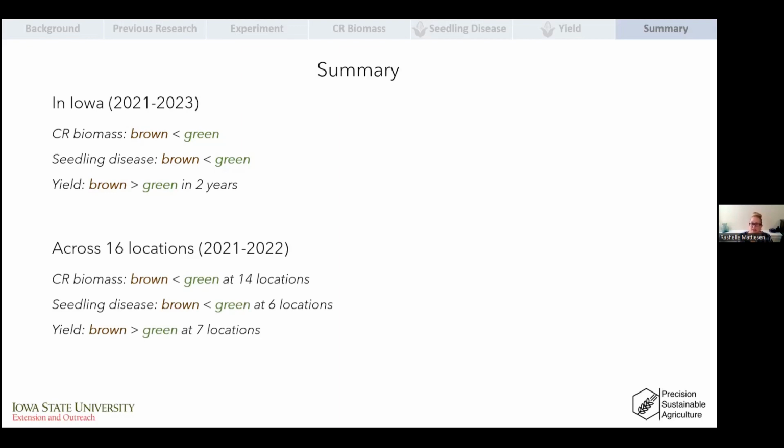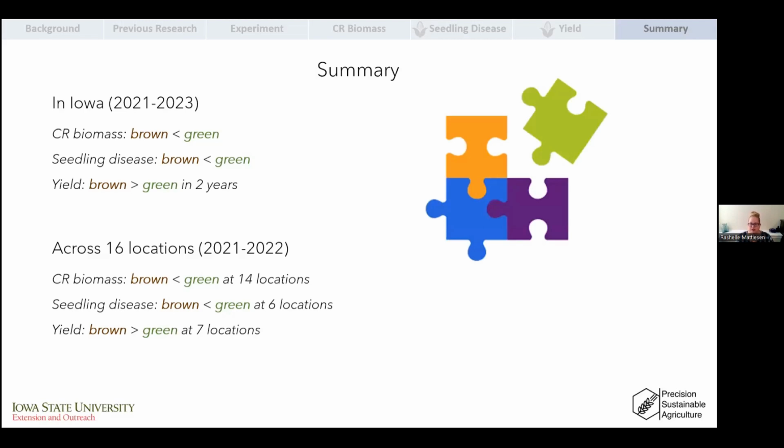And so less in the planting brown, which again is not surprising. Seedling disease, 6 locations, including Iowa, where planting brown had less seedling disease than planting green. And for yield, again, 7 locations, including Iowa, showed higher yield in the planting brown versus the planting green. So what does this mean for the puzzle?